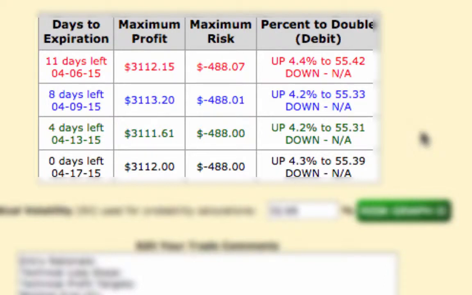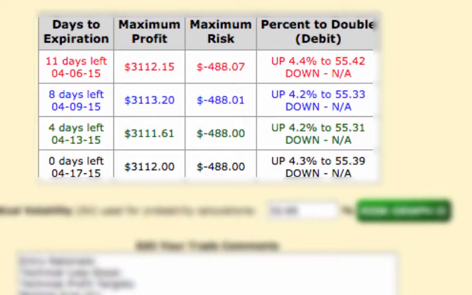So the position only needs to move up around 4%, depending on how long this asset takes to move towards that area. It only needs to move 4% for us to double our money. So in essence, we don't even need to get to our target of that 58 or 59 or even 60. If the position is above 55 before those options expire, we will in fact double our money. So that's what I'm looking for.